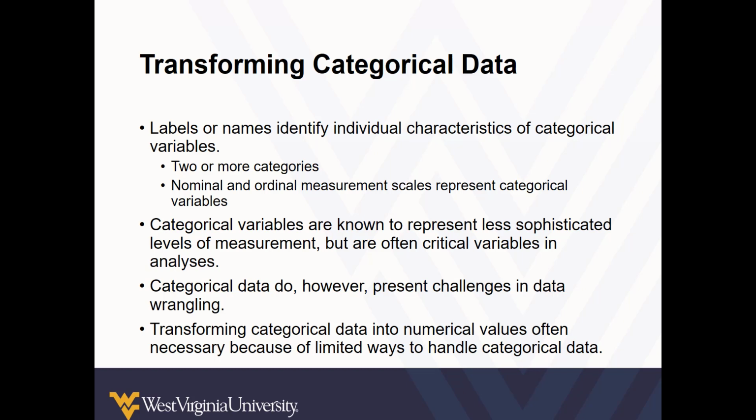Categorical variables are often known to represent less sophisticated levels of measurement, yet they're often very critical in analyses. Think about a university investigating what majors students are interested in pursuing, or what colors are most popular for buyers of certain models of cars. But when variables take non-numerical forms, it can present some challenges in data wrangling. And transforming categorical data into numerical values is often necessary because of the limited ways to handle categorical data, even in the most sophisticated statistical software.